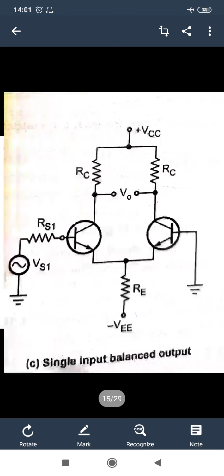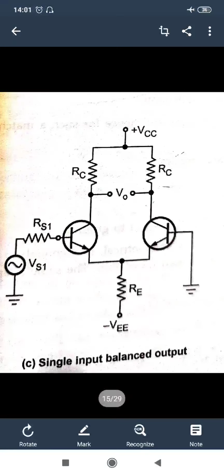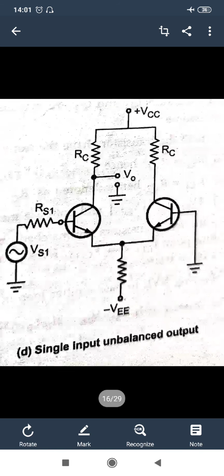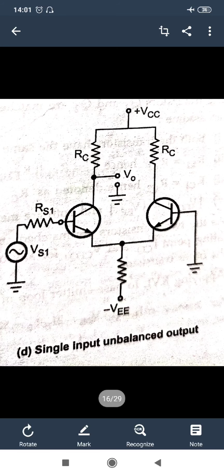So it is called dual input but unbalanced output, because we have taken the output at a single terminal of transistor Q1. Single input balanced output means we give the input at a single Vs1, Vs2 is grounded, and we take the output from the collectors of the 2 transistors. Single input unbalanced output means we give the input at a single transistor, the opposite transistor is grounded, and we take the output only from a single transistor.